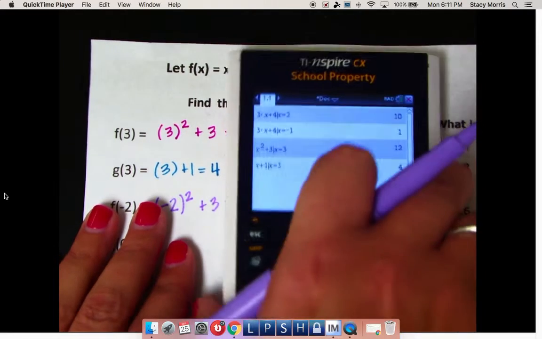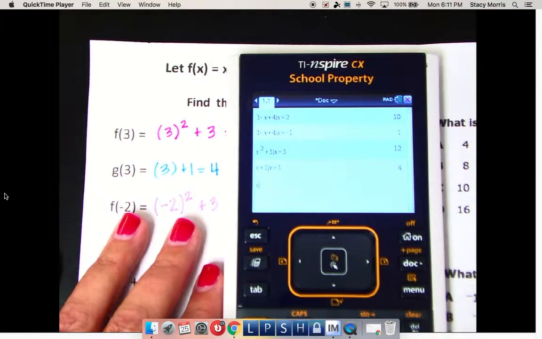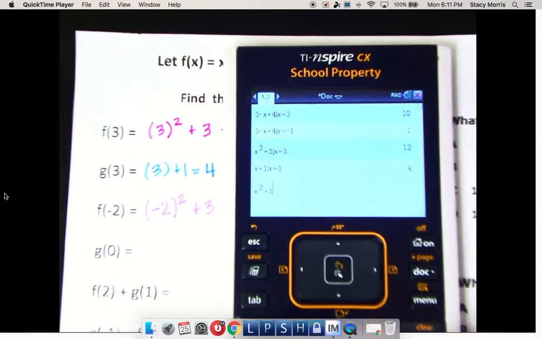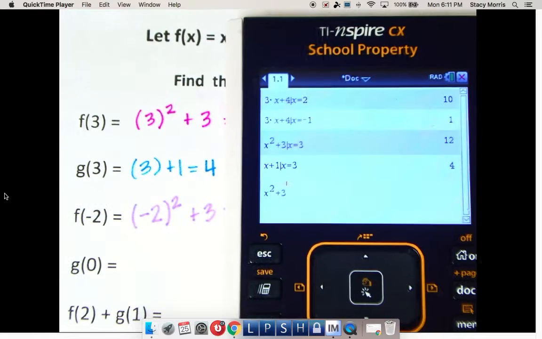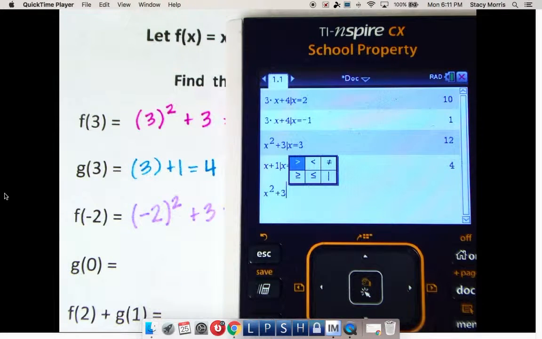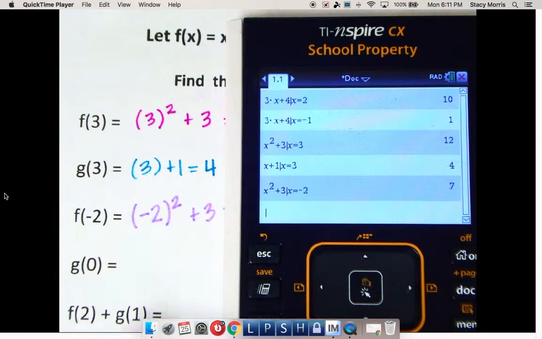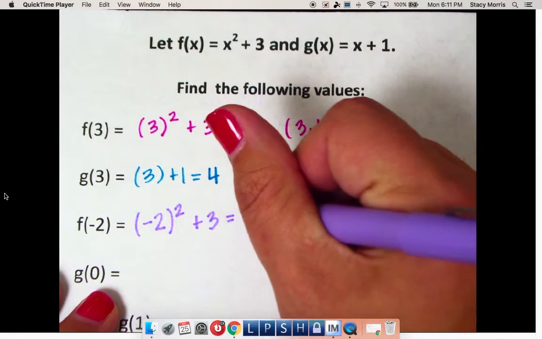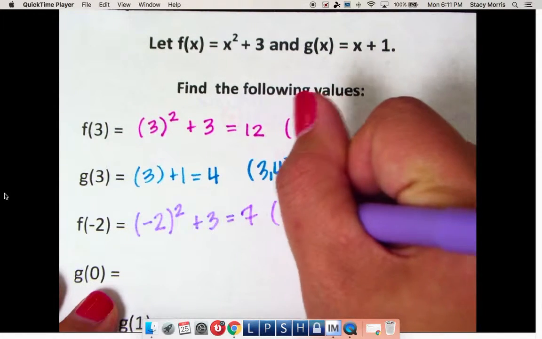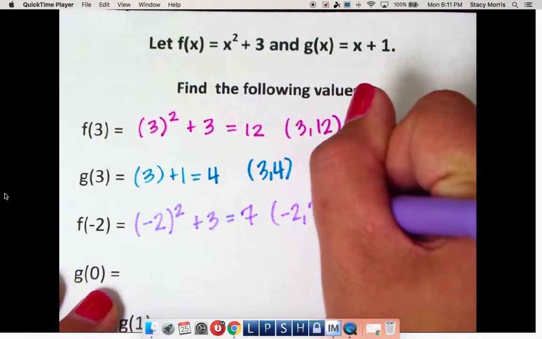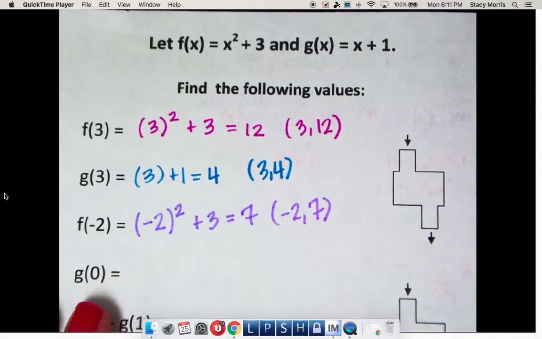So x squared plus 3, and then to get that line again, I'm going to push control equals, and I want to choose the bottom right line there. I want to know when x equals -2, so x equals -2, that is 7. Okay, so 7. My input was -2, my output was 7. So that ordered pair could be written as -2, 7.